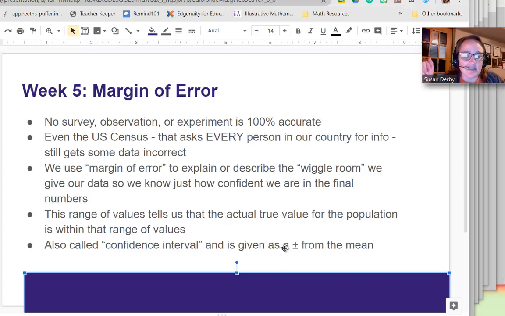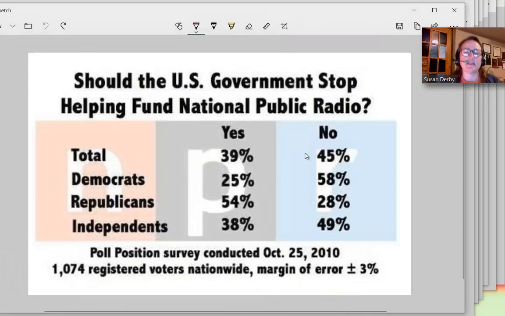And when it's given, it's usually in the form of a plus or minus from the mean, okay, or from the data that they're actually presenting when they give us a statistic or a proportion. And so we'll see that this wiggle room tells you, hey, if we have a large margin of error, we have a lot of wiggle room above or below the information that we think that we're using. Okay, so let's see some of it in examples.